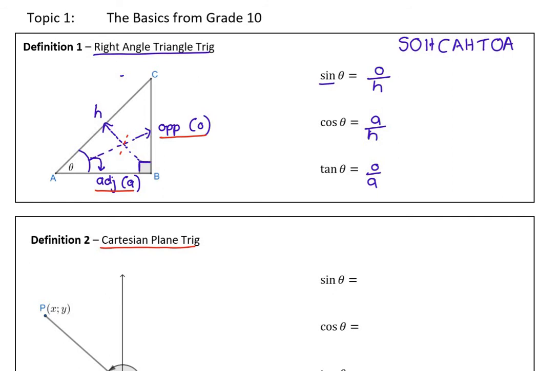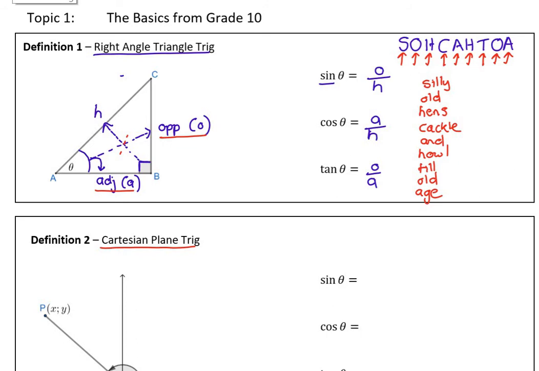I don't remember that ever. I can't spell SOHCAHTOA. I remember SOHCAHTOA, but I just can't spell it. So I remember something that says silly old hens cackle and howl till old age. So that's how I remember how to spell SOHCAHTOA. So I've just gone and written that in there. So silly old hens cackle and howl till old age. And the first letter of every word helps me to remember how to spell SOHCAHTOA.